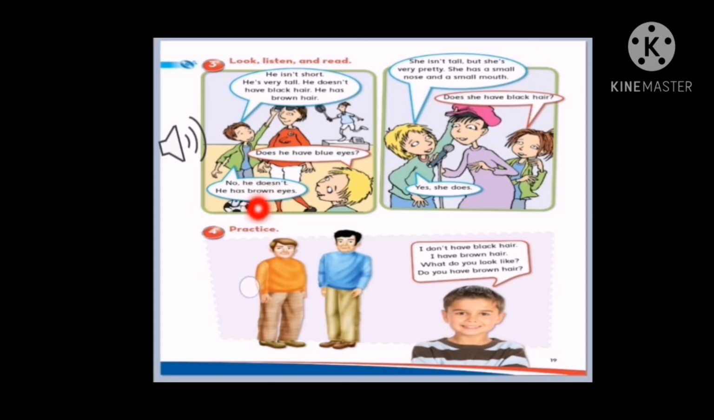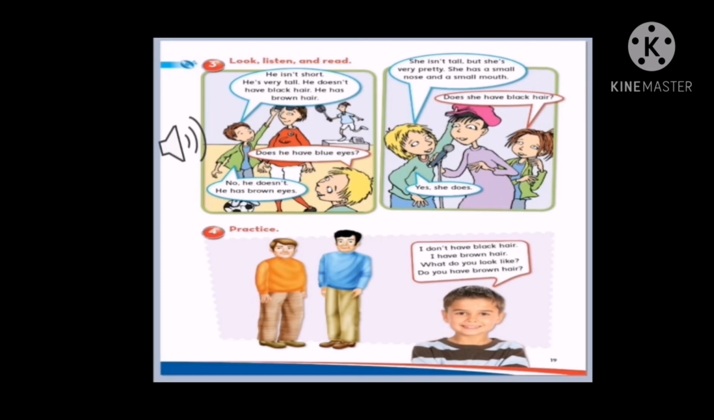She isn't tall, but she's very pretty. She has a small nose and a small mouth. Does she have black hair? Yes, she does. Now, my dear students, take out your pencil and let's underline the adjectives.